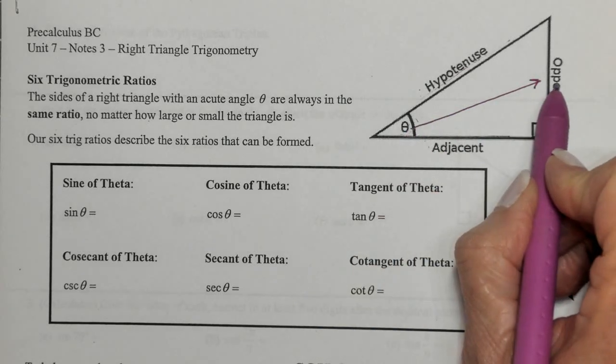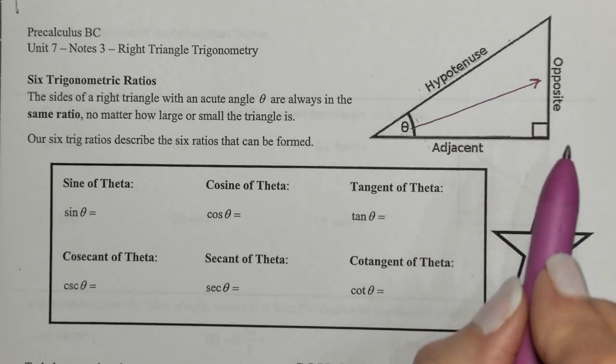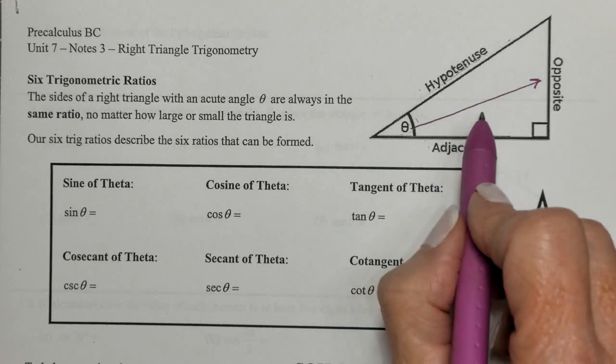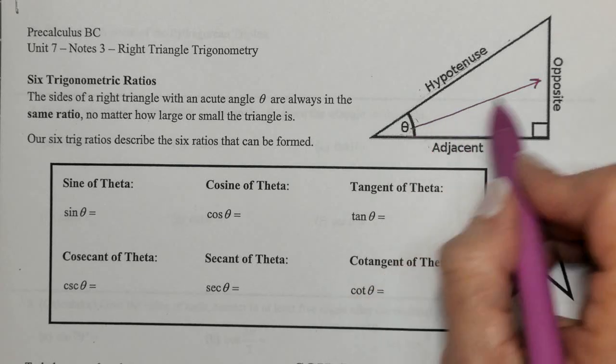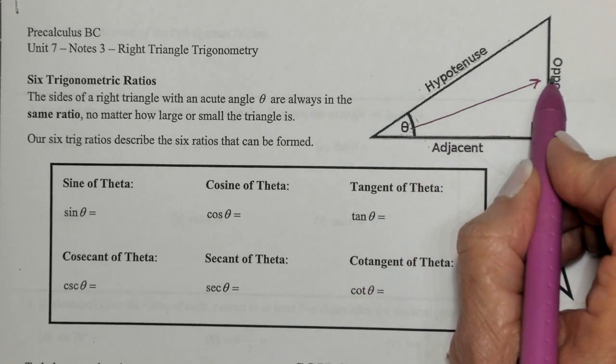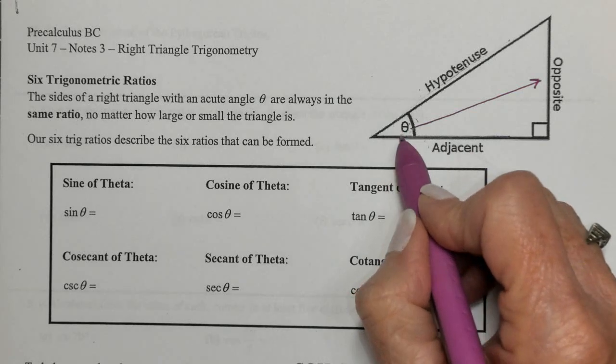I'm taking the moment to say all of this because if you don't grasp that now, it's going to be hard for you throughout this whole unit. So opposite is away from your theta. The opposite side is not forming your theta. The other 2 sides are.